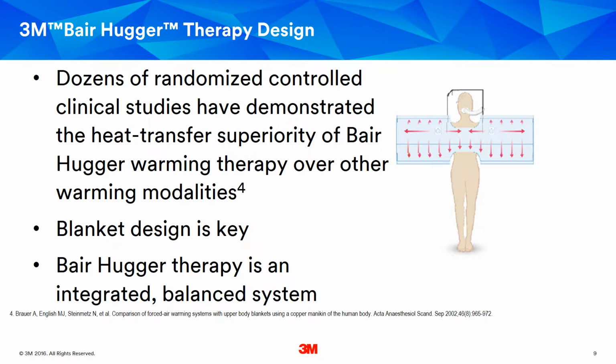Since air also loses heat quickly, it must be channeled efficiently throughout the blanket for optimal heat transfer to the patient. As shown in this diagram, Bair Hugger therapy air channeling concentrates warm air over the body core and distributes it to the patient's periphery. In contrast, some Bair Hugger therapy competitors have no channeling whatsoever.